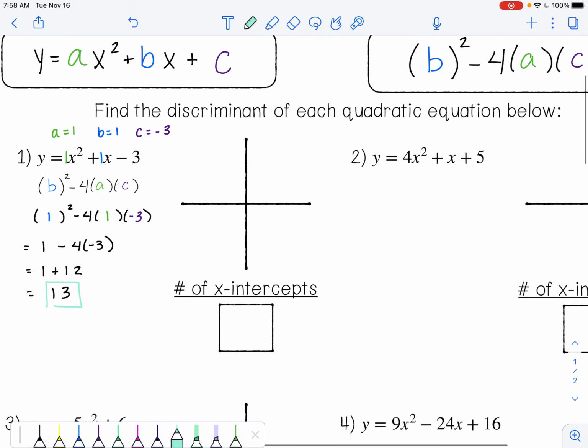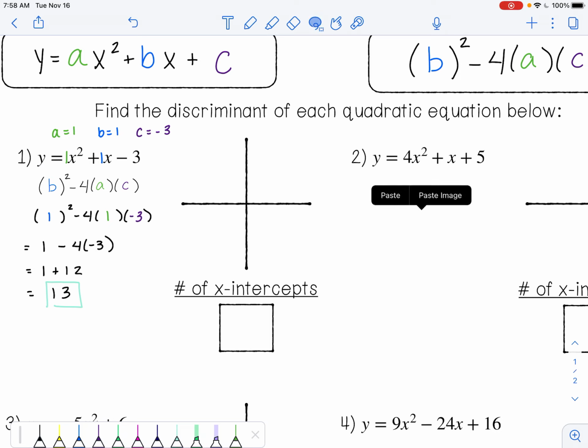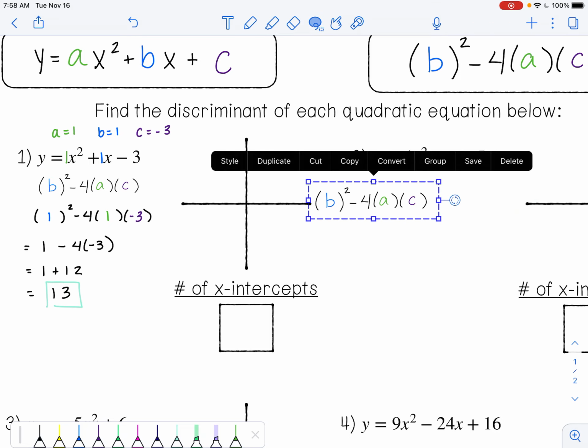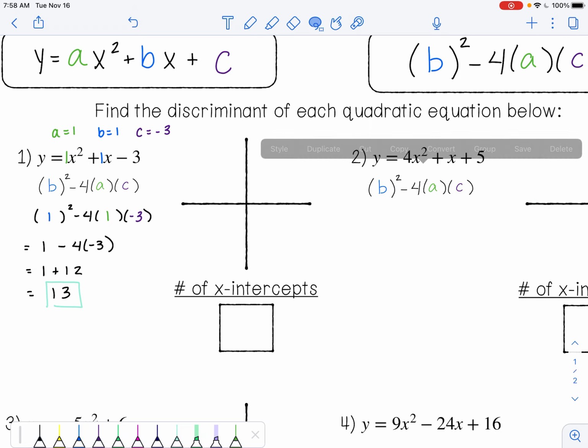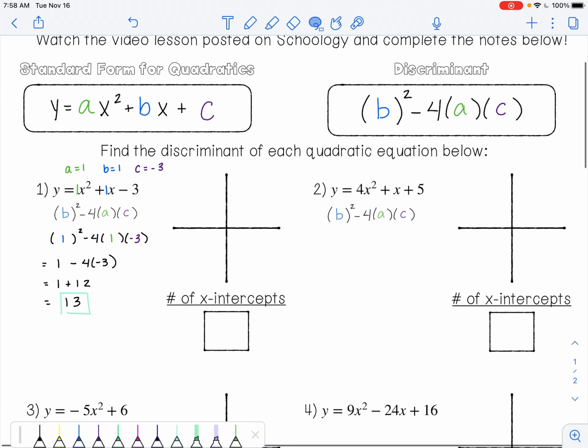Using that same formula, I'm going to paste that over there as well. I like to write the formula each time. I want you to go ahead and try number 2. Go ahead and pause the video, try number 2, and then come back in and see if you have the right answer.